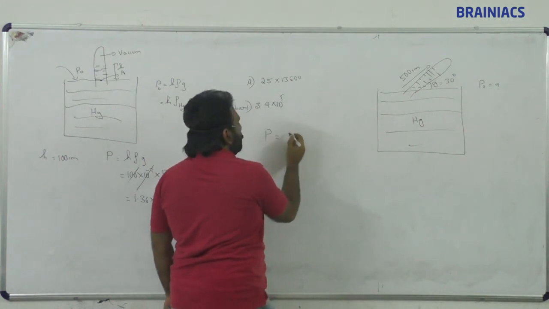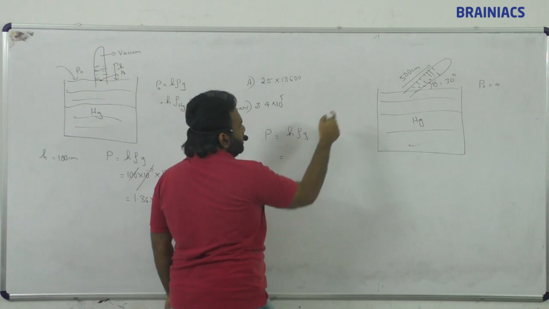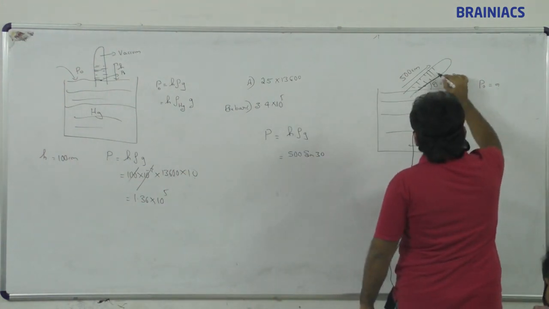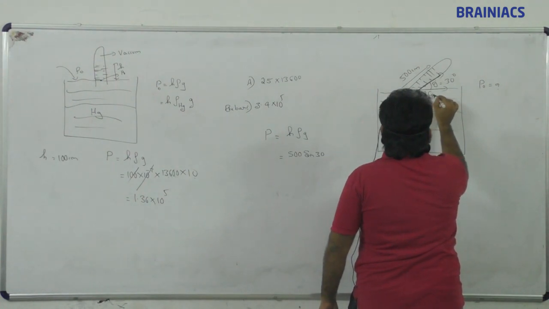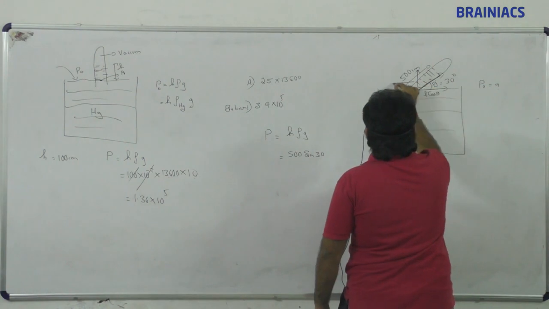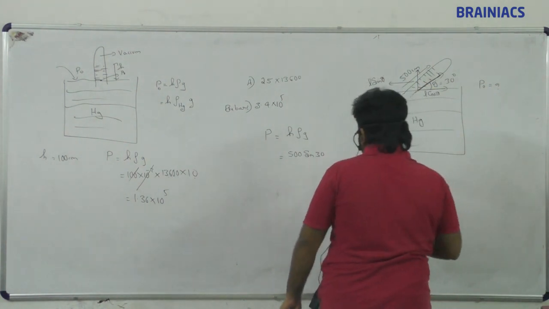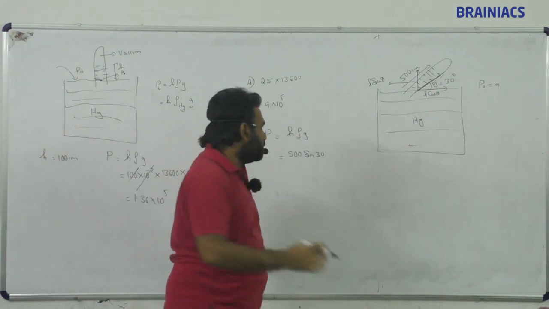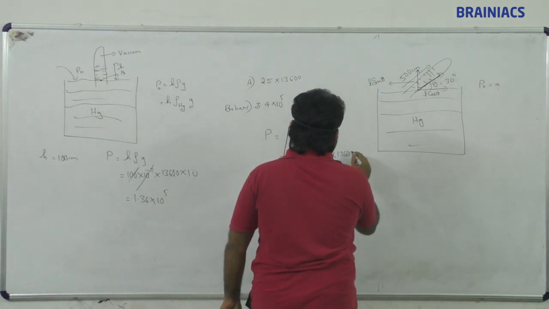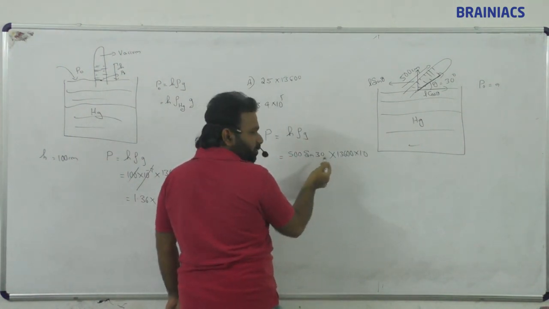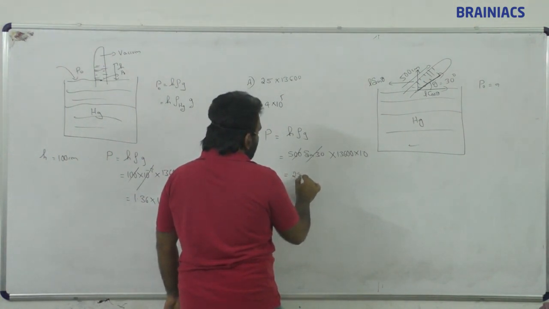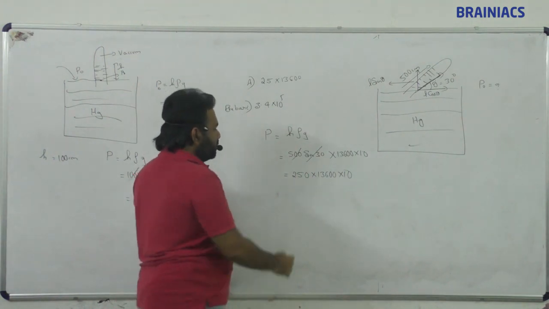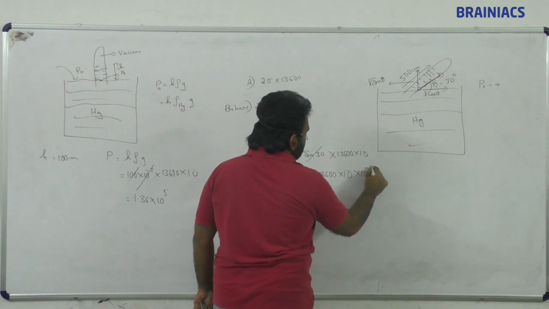So we will be taking pressure is equal to h rho g. This h here is going to be 500 sine 30. If we consider this as the length, we can resolve this like L cos theta, and this distance will be how much? That is the vertical length, and I am interested only in that. Again and again we have seen vertical length into h into rho g. So sine 30 is 1 by 2, this is 250. So 250 into 13600 into 10. This is centimeter, so 10 raised to minus 2.